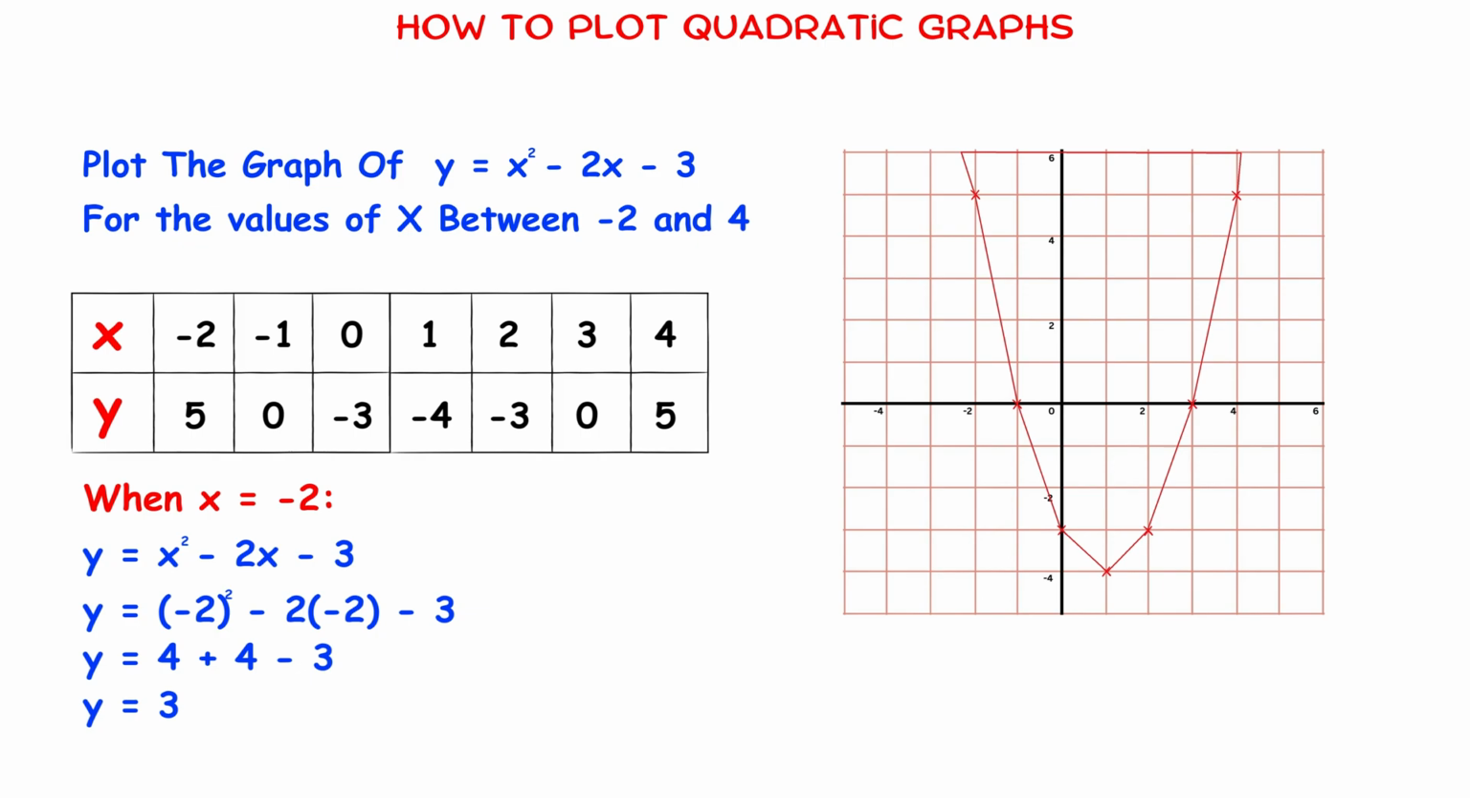Once you've done that, all that's left is to plot the points that you found and join them all up. So we can plot the first one at minus 2, 5, then the second at minus 1, 0, then 0, minus 3, 1, minus 4, 2, minus 3, 3, 0, and finally 4, 5, and then you can join them all up with a smooth curve.